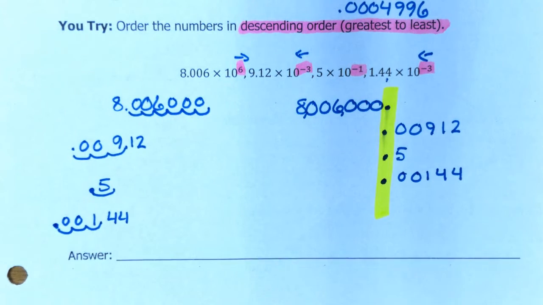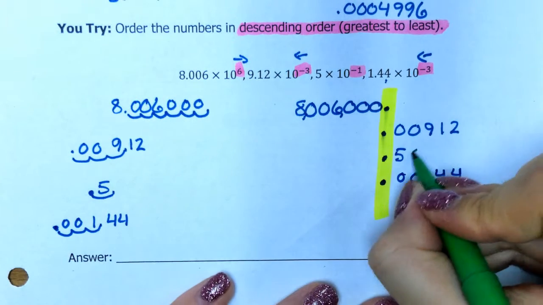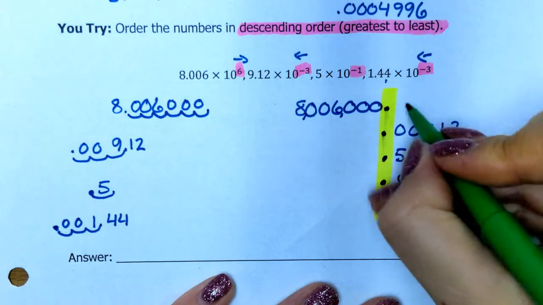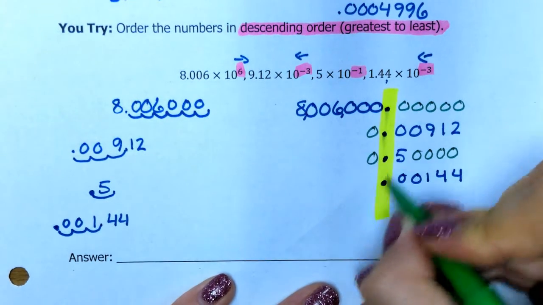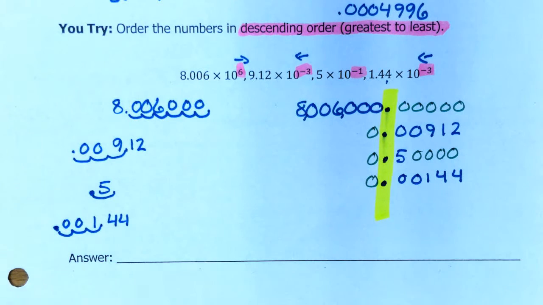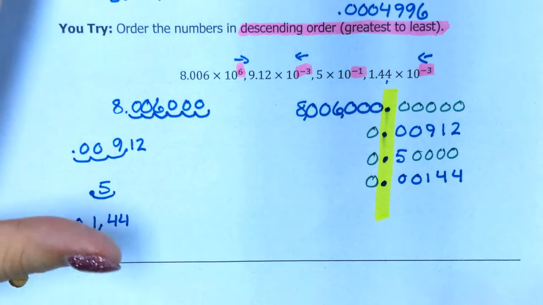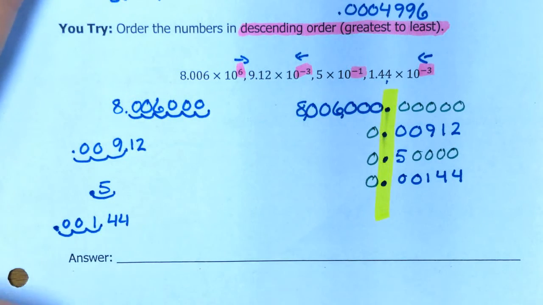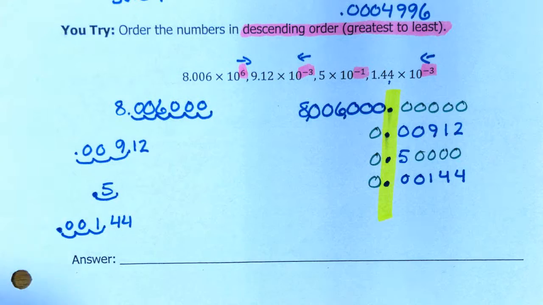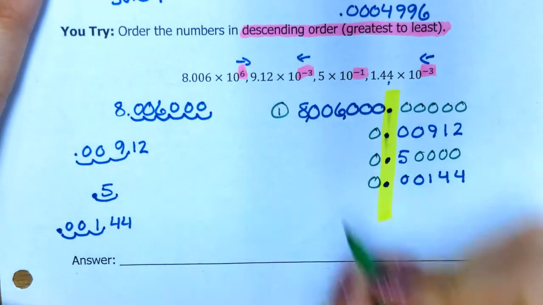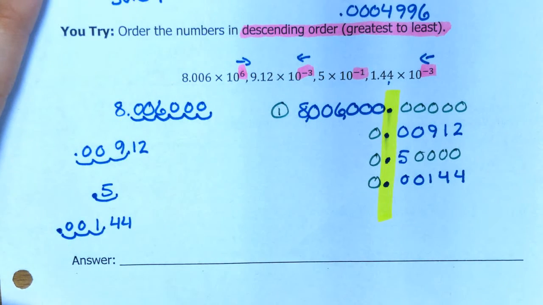Okay, so I'm going to fill in some zeros. I'm going to use a different color just so you can see that I'm filling these in. These weren't part of my original number. Okay, so that makes them all the same length here. So I'm going biggest to smallest. It does want greatest to least. So I can easily see that this is going to be my biggest number. So I'm going to number that. That's number 1. That's my biggest one for sure.